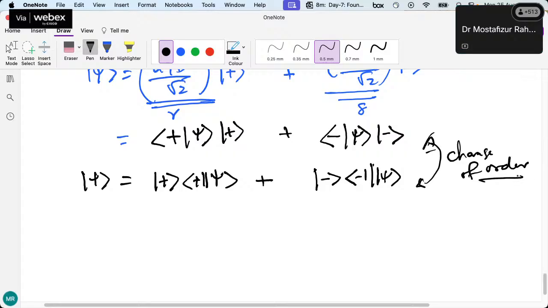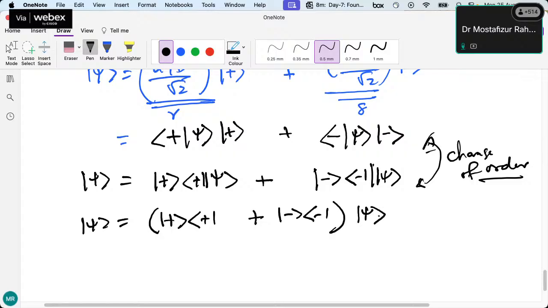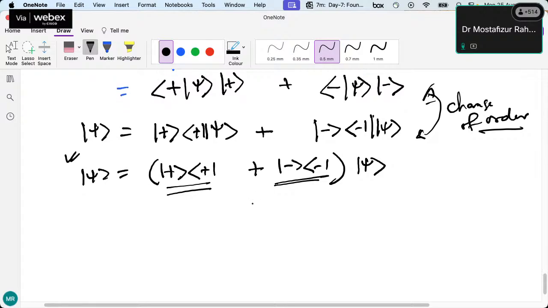Then you can write your state psi as plus state outer product plus minus state and minus state outer product with the state psi. So psi state you can represent as a combination of outer product of plus state and outer product of minus state into the same state psi. It's like an evolution with the same state. And this equation will be only valid if this is equal to the identity matrix, right?